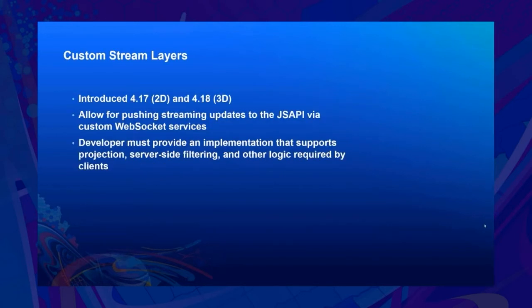The last major change has been the introduction of custom stream layer support. This functionality was added in 4.17 for 2D and 4.18 for 3D. And what custom stream layers do is they allow developers to set up their own backends to push streaming data directly to the API. To make these work, developers must provide an implementation that supports projection, server-side filtering, and other logic required by clients.